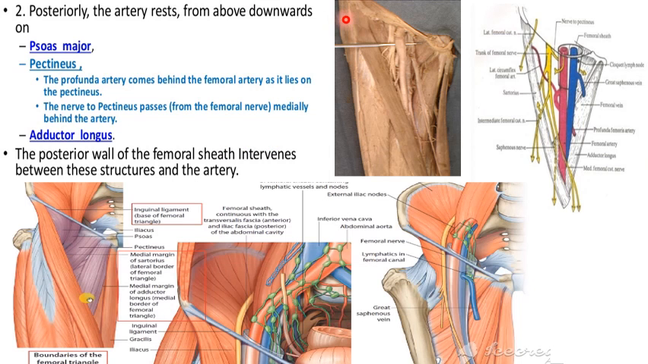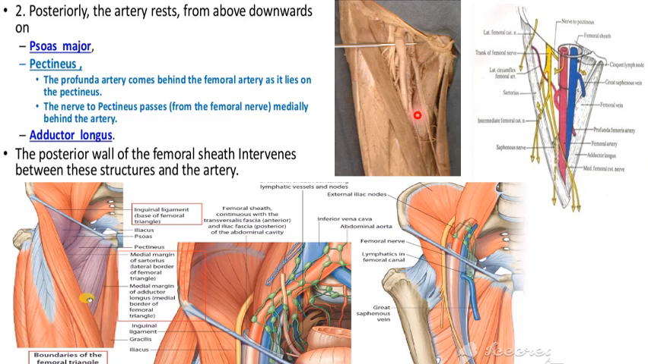Now let us see the relations in another view. This is the femoral artery, which is shown by lifting with forceps. Medial to it is the femoral vein, and this is the femoral nerve, which is lateral. And this is the femoral triangle. Above is the inguinal ligament. This is sartorius laterally, adductor longus medially.